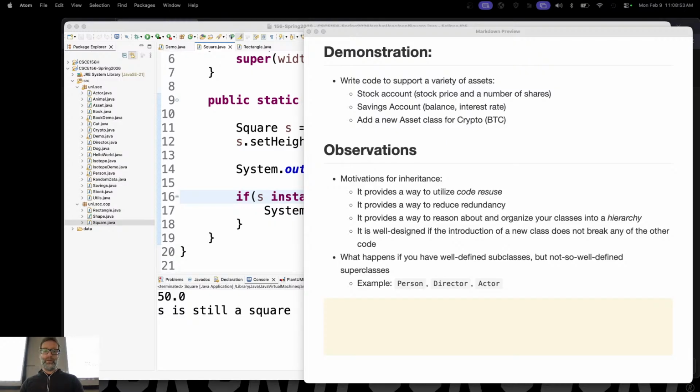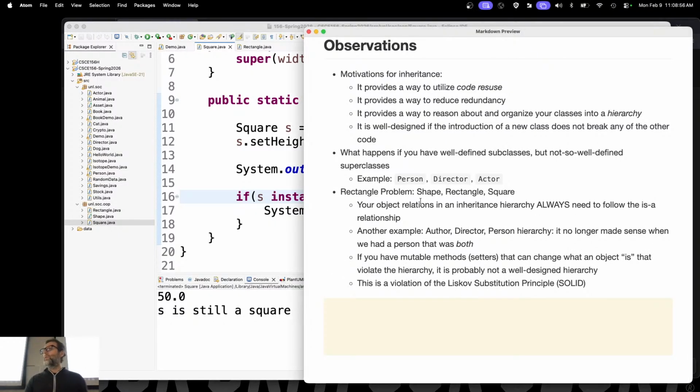And there, I'll bring this over, right? So the rectangle problem is when your object relations in an inheritance hierarchy, when you define an inheritance hierarchy, you always have to follow that is-a relationship. Is a director a person? Yes. Is a writer a person, or an actor a person? Yes. But what about the relationship between an actor and a director? You could be both. You could be one or not the other, or vice versa, right? So it no longer makes sense when a person is both of those things.